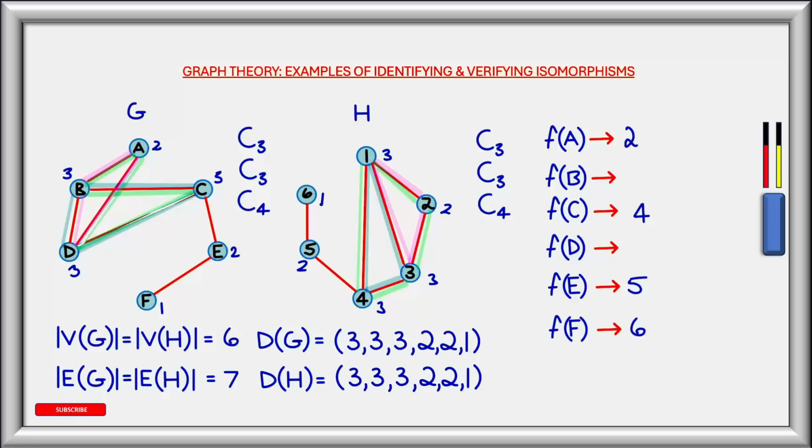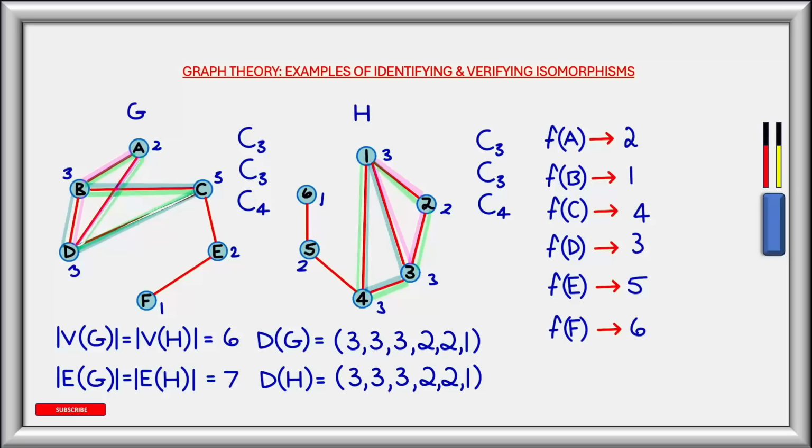And now looking at what's left, in graph G we have B and D, and in graph H we have 1 and 3. And all these vertices have a degree of 3. In graph G, both vertices B and D connect to A and C, and they also connect to themselves. And in graph H, vertices 1 and 3 both connect to vertices 2 and 4, and also connect to themselves. And so we can map vertex B to vertex 1 and vertex D to vertex 3.